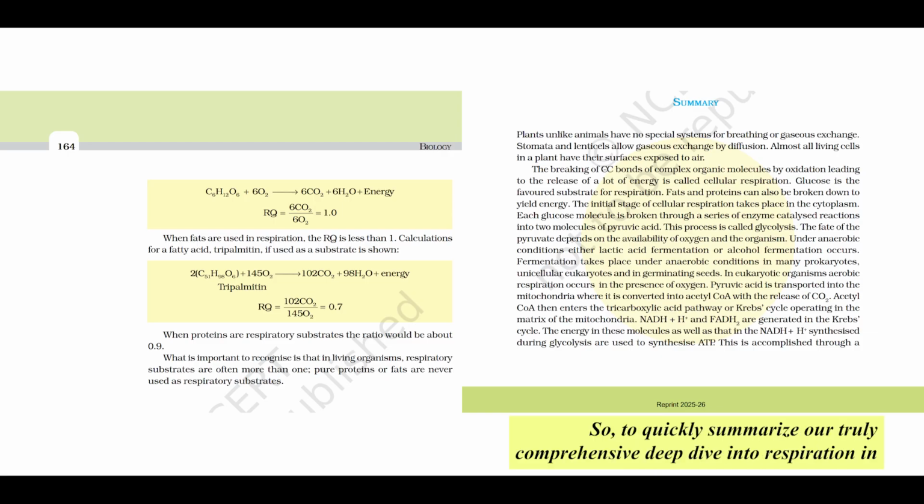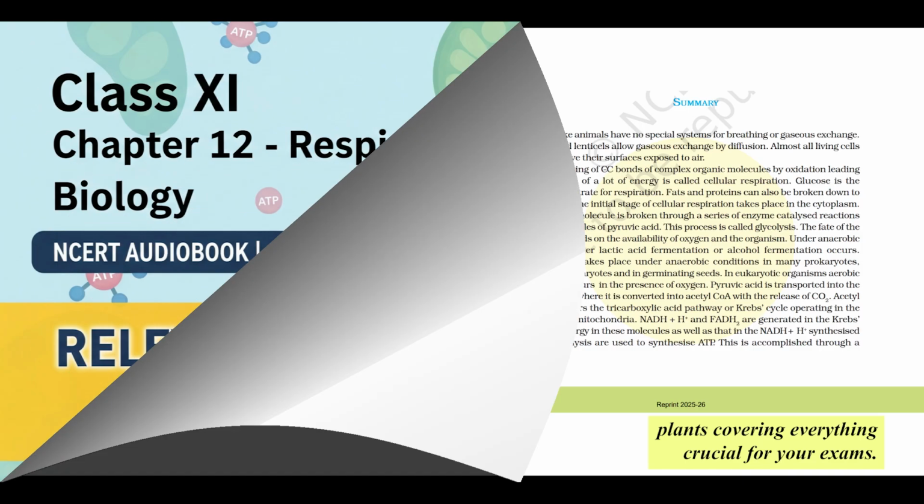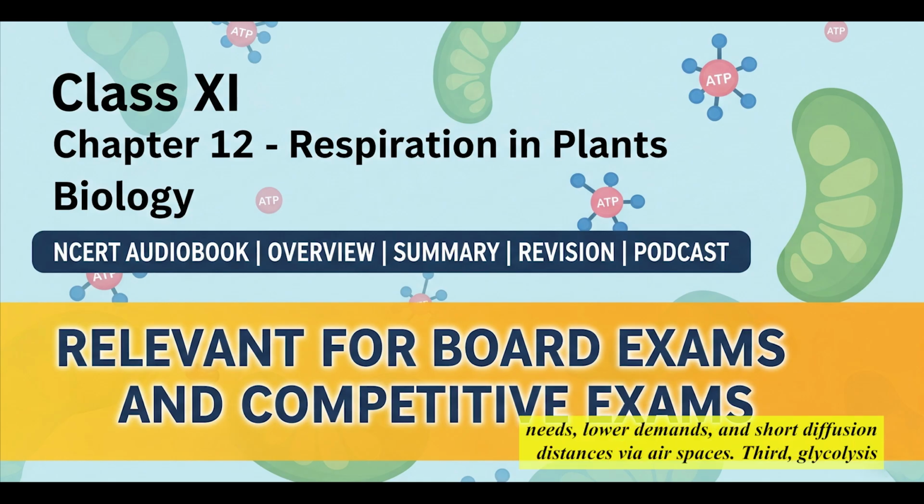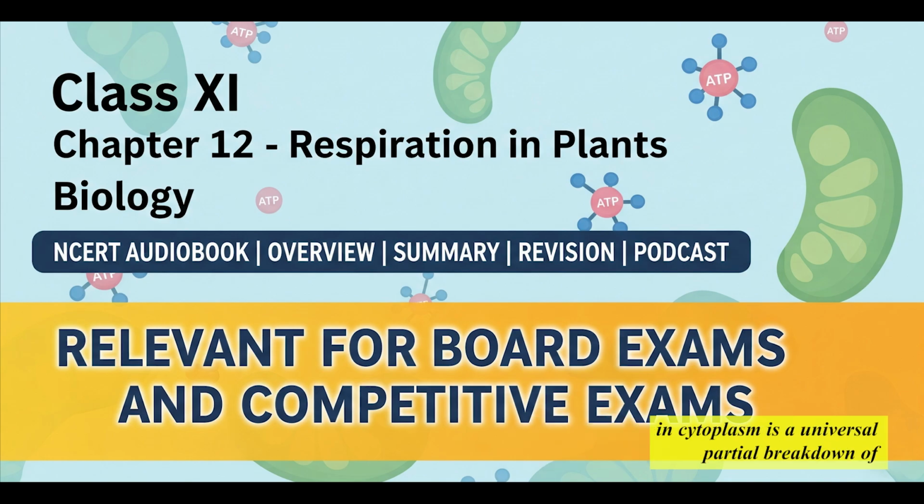So to quickly summarize our truly comprehensive deep dive into respiration in plants, covering everything crucial for your exams. First, all life needs energy from food oxidation, trapped as ATP, the energy currency. Second, plants do breathe, using stomata and lenticels, managing efficiently due to localized needs, lower demands, and short diffusion distances via air spaces. Third, glycolysis in cytoplasm is a universal partial breakdown of glucose to pyruvate, with a net direct gain of 2 ATP and 2 NADH.